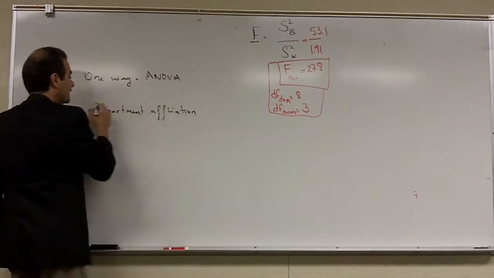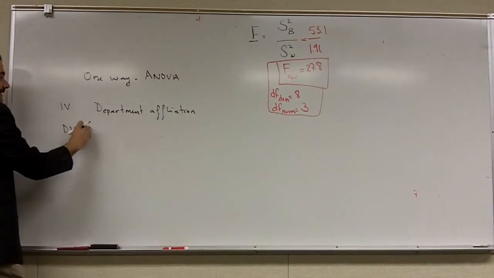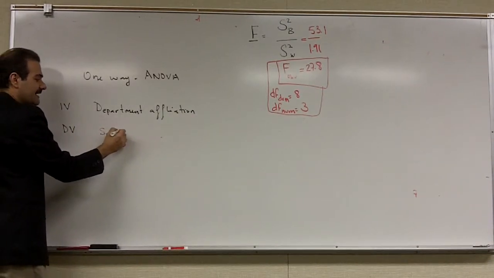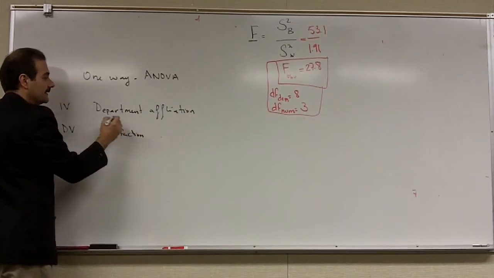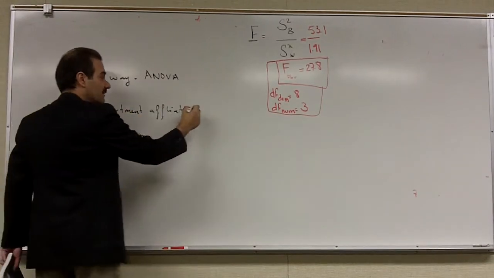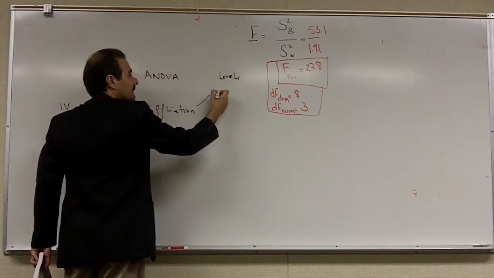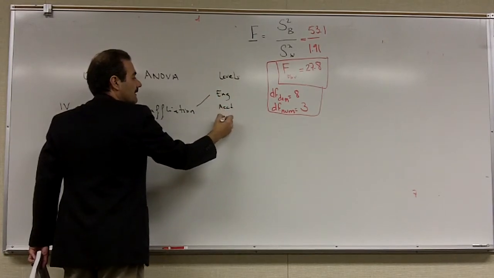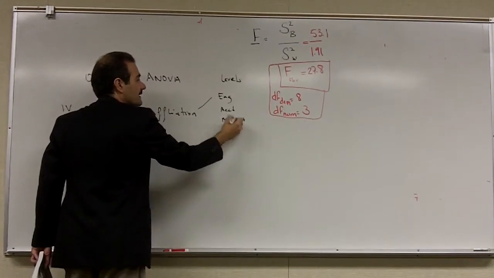Department affiliation was the independent variable, and the dependent variable, meaning this is what we manipulated and this is what we observed and calculated, was satisfaction. Was it satisfaction? Satisfaction. And this independent variable had 4 levels. So we took 4 levels, and the levels were engineering, accounting, marketing, and what was the last? Production. So these are the levels.